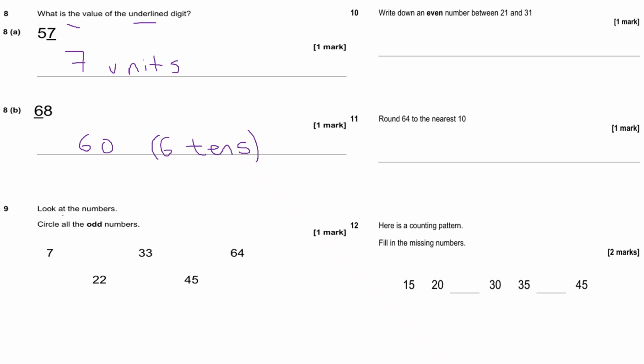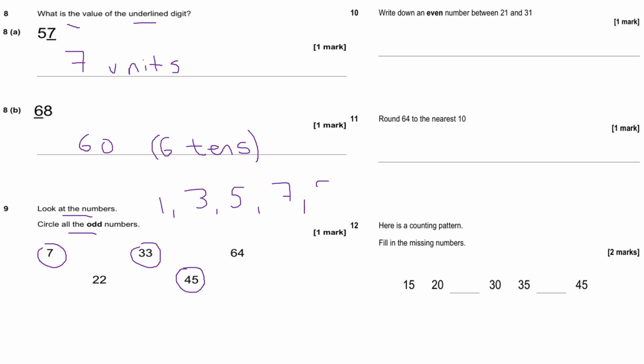Question 9. Look at the numbers. Circle all the odd numbers. Well, that'll be 7, 33, and 45. If it ends in a 1, 3, 5, 7, or 9, they're odd numbers. And if it ends in a 0, 2, 4, 6, or 8, then it's even.